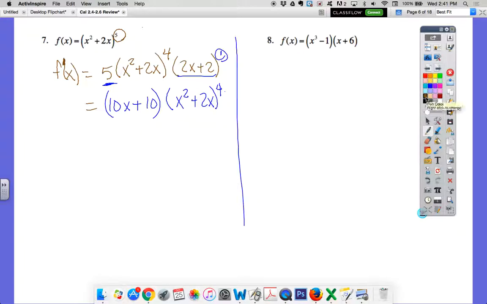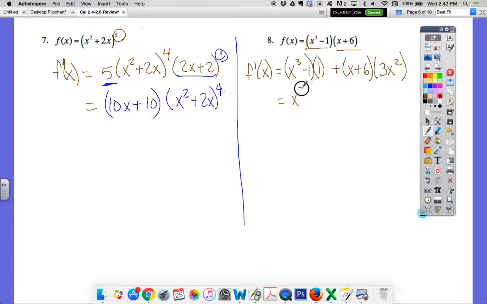Okay, on number 8, you have f prime of x. You have a product of 2 binomials. So you just use your product rule. We've got the first one times the derivative of the second one, which is 1, plus the second one times the derivative of the first one, 3x squared. Okay, then it's just a matter of multiplying it all out. We have x cubed minus 1 plus 3x to the third plus 18x squared. Get your like terms together. We have 4x cubed plus 18x squared minus 1. And that should do it.